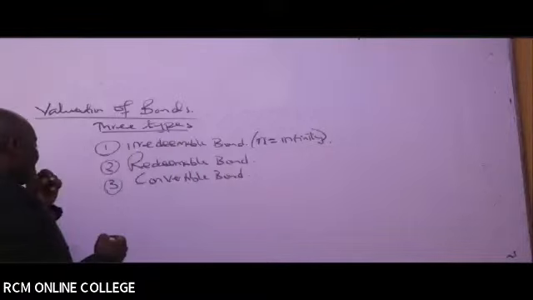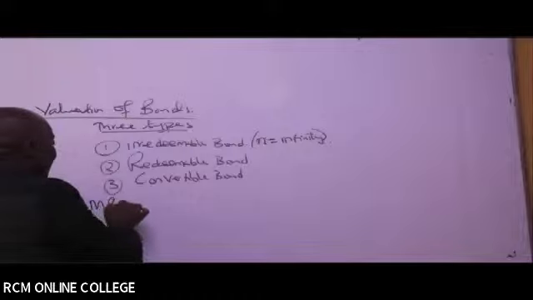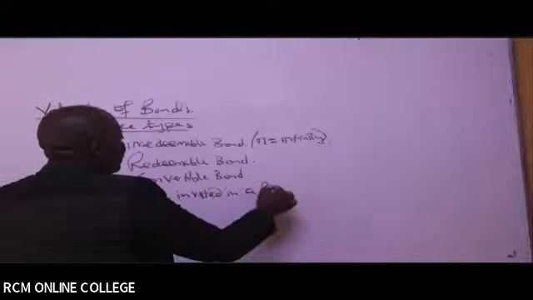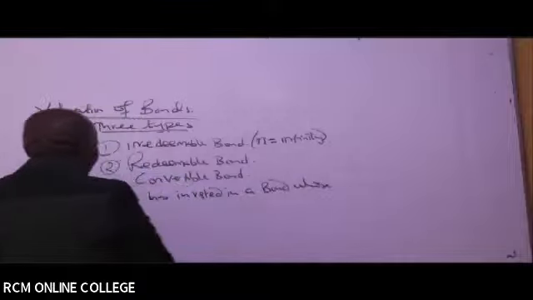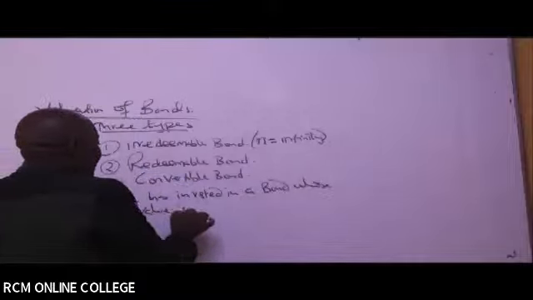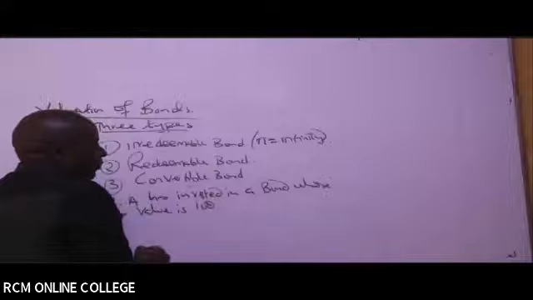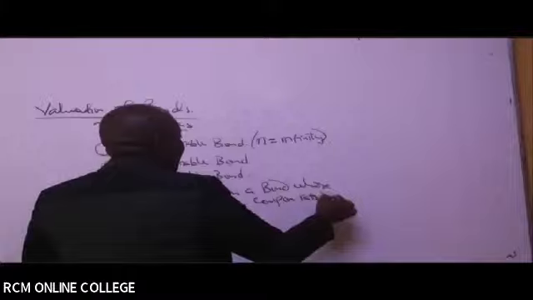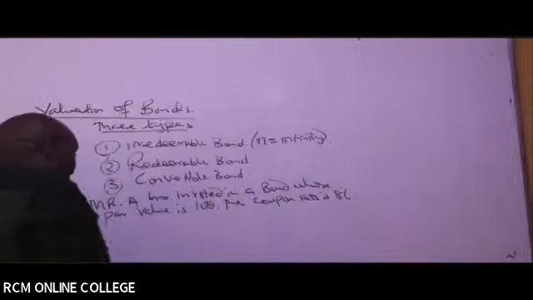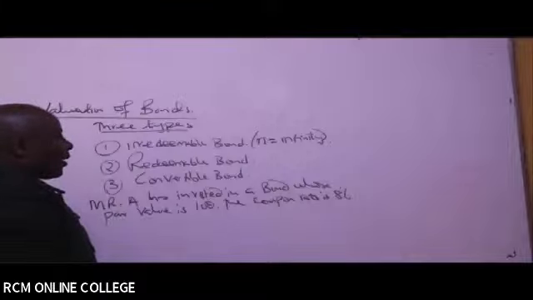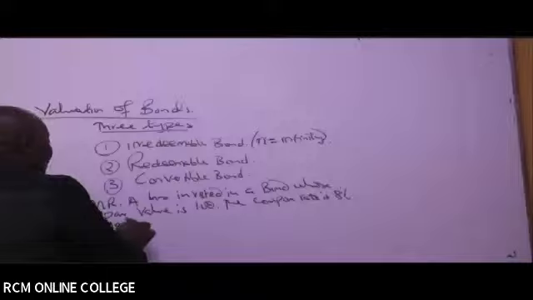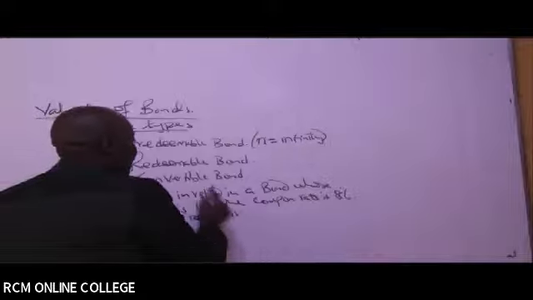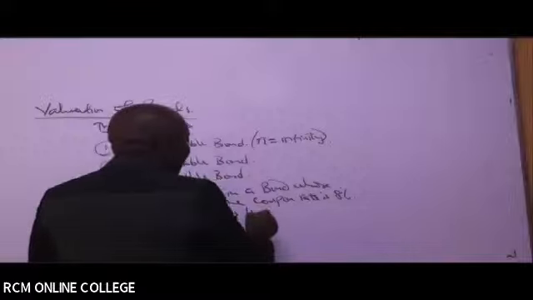Okay, and we shall straight away look at a little example here. Mr. A has invested in a bond whose par value is 100 Kenya shillings. The coupon rate is 8%, and the required return is 10%.